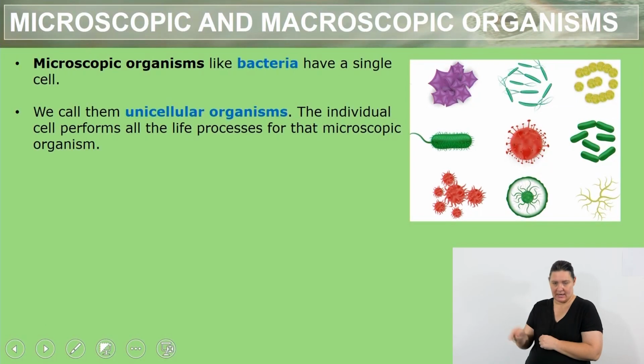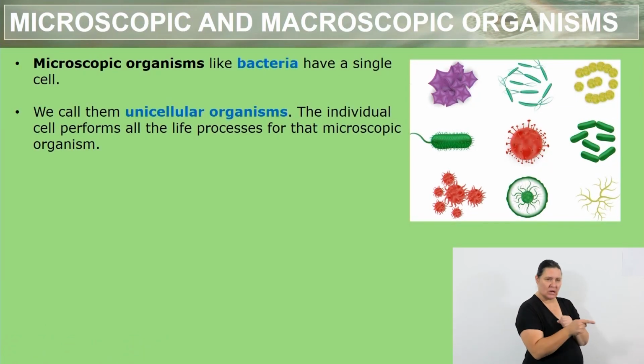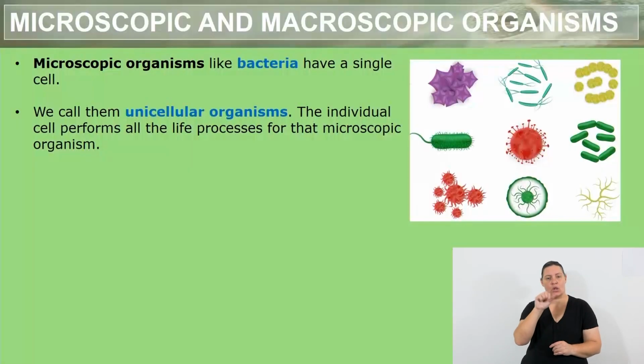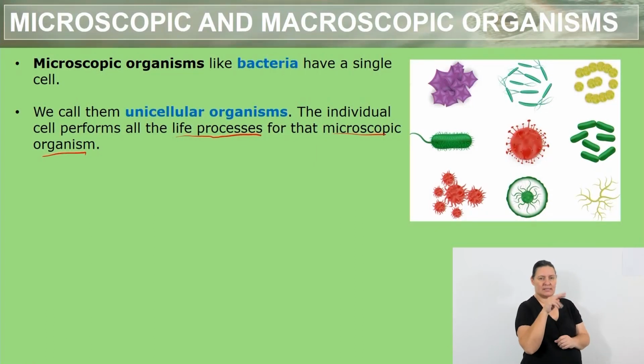We are then going to look at microscopic organisms and macroscopic organisms. You need to be very careful when pronouncing those because they almost sound similar. So when we are speaking about microscopic, these are organisms like bacteria, which have a single cell. If you remember, we said if it has a single cell, that means it is unicellular. So the individual cells perform all the life processes for that microscopic organism. So basically, bacteria have only one cell, and that cell is responsible to keep the whole bacteria alive.